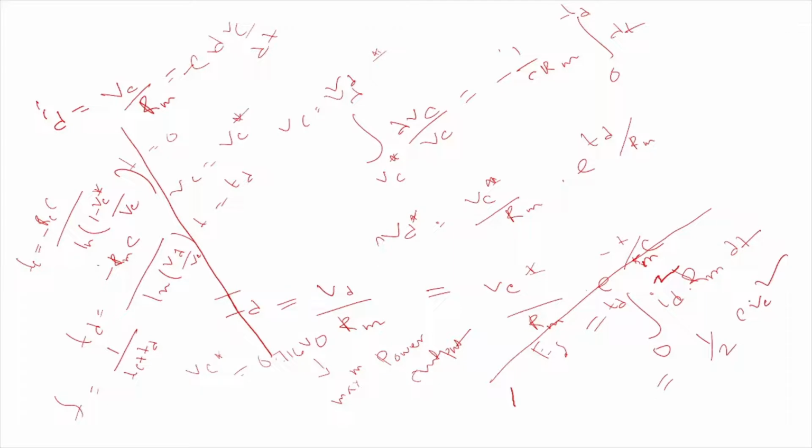Okay, so you remember this equation, E S equals to, later we'll solve one numerical using this equation only. Spark energy equals to half of C V C square. Okay, capacitance into the instantaneous capacitor voltage square is spark energy.